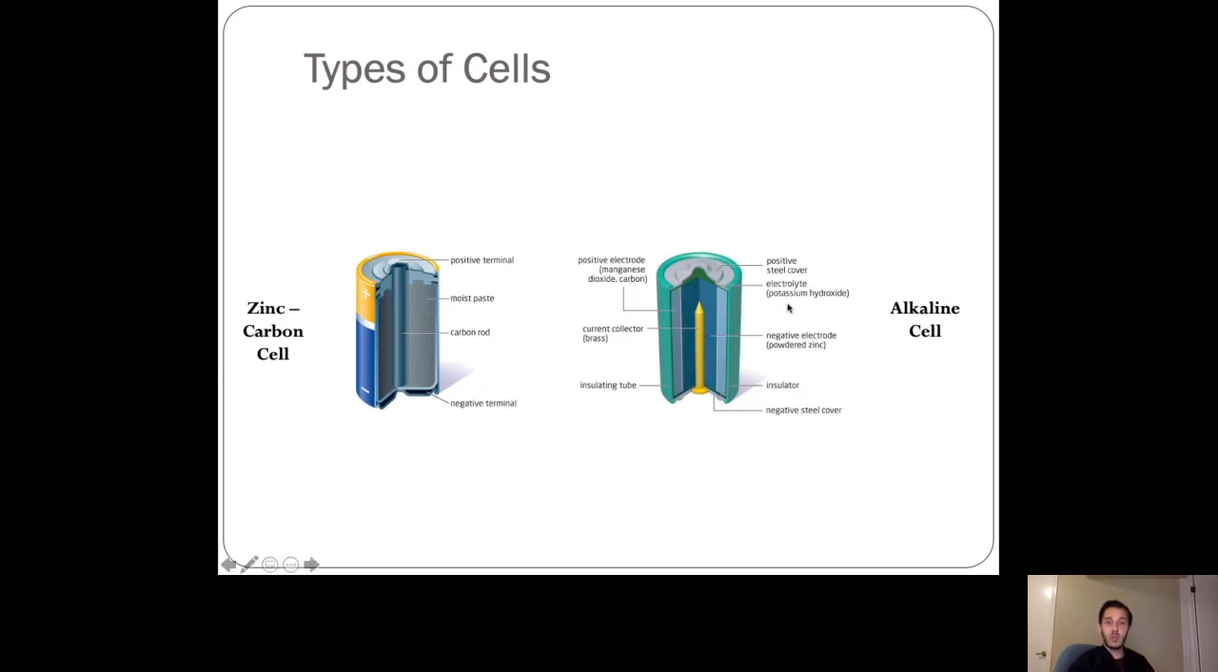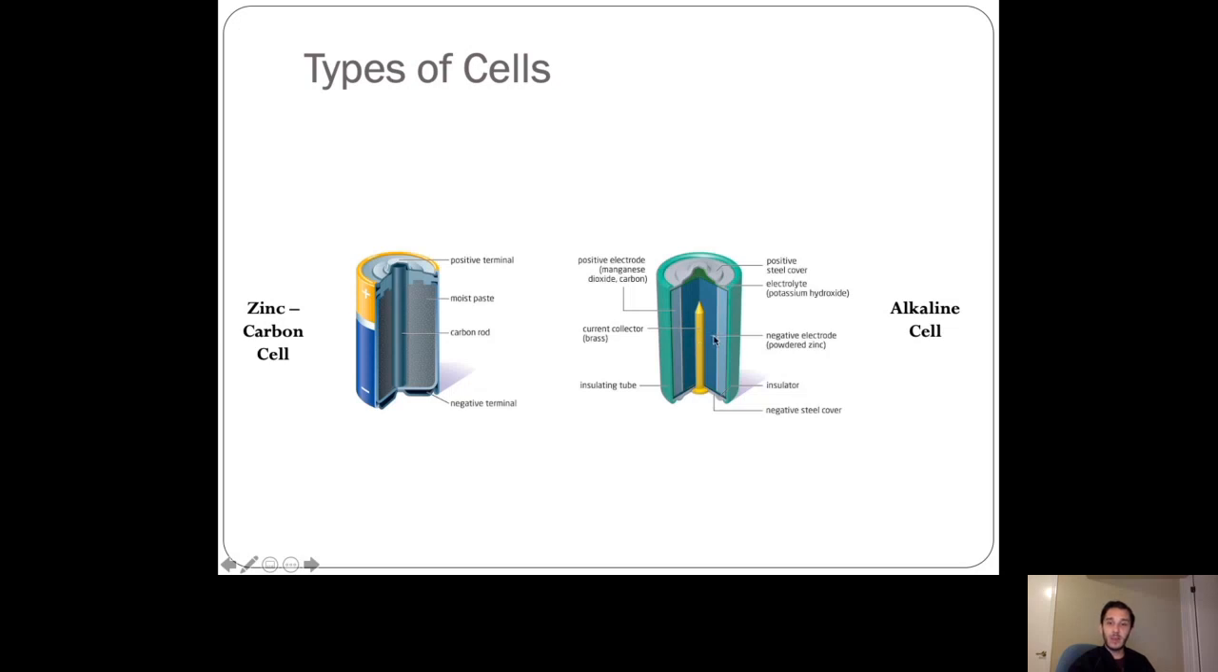Now, if you have batteries in your home, you're most likely going to have an alkaline cell. Let's look at what we have here. We have a steel cover at the top. You've got an electrode here. It's usually called manganese dioxide and carbon. So it's a little more complicated than just one type of metal. You've got the current collector. That's brass. That's a metal in there. That's kind of like the copper wire that allows electrons to move.